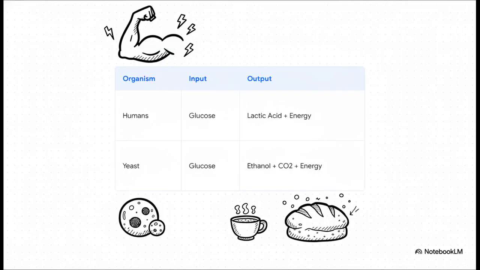Now, this exam prep grid is incredibly useful for seeing how this varies across different organisms. We've established that humans take in glucose and output lactic acid plus energy when oxygen is scarce. But look at the row right below it.